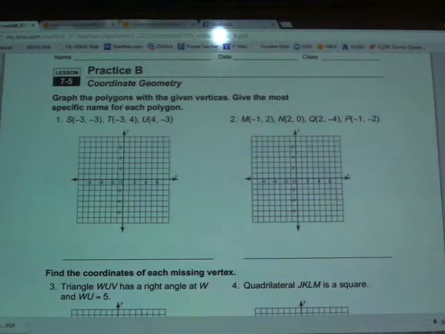This is a video recording of Chapter 7, Section 5 in the 8th grade textbook entitled Coordinate Geometry. Alright, let's look at the first two questions here. As you can see, the directions for those are the same.